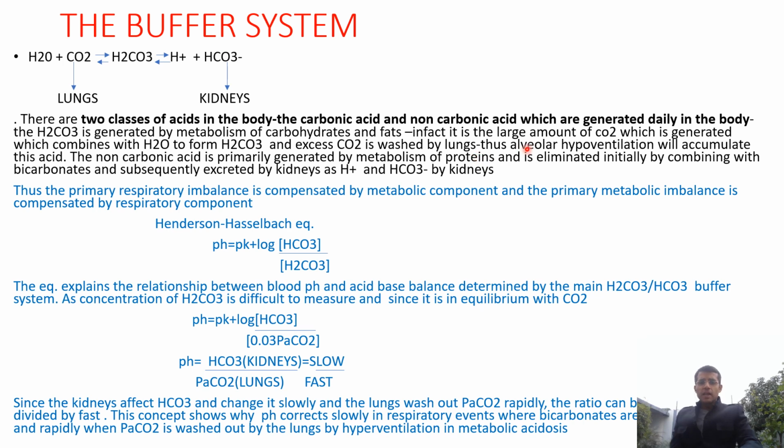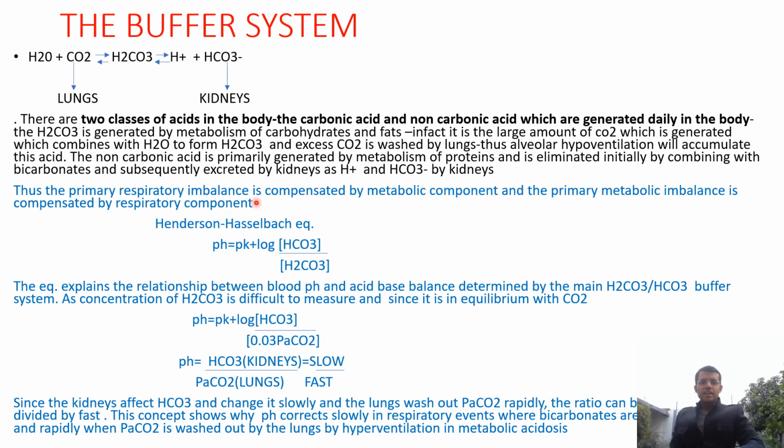Thus, if there is alveolar hypoventilation, it will accumulate this acid. The non-carbonic acid is primarily generated by metabolism of proteins and is eliminated initially by combining with bicarbonates and subsequently excreted by kidneys as H+ and bicarbonate. So basically, in short, whatever you eat, whether it is carbohydrates, fats, or proteins, they will be converted into two types of acids, carbonic and non-carbonic acid, and they will be excreted through two main systems which try to compensate each other. So, lungs and kidneys.